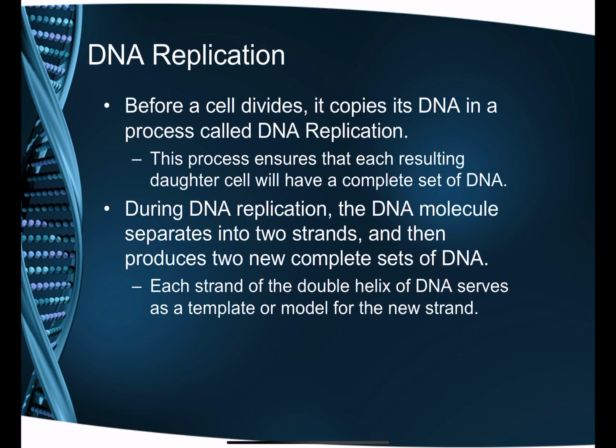So, sometimes the DNA has to copy itself. We have seen that like in mitosis. The DNA copies itself before the cell divides. And that's what it says here. Before a cell divides, it copies the DNA. And that process is known as DNA replication. And so that makes sure that each daughter cell is going to have a whole new set of DNA.